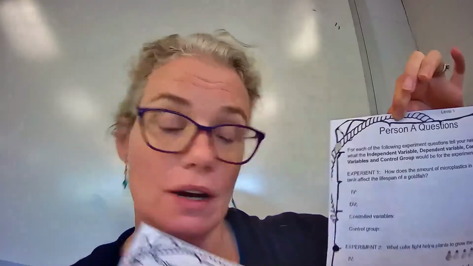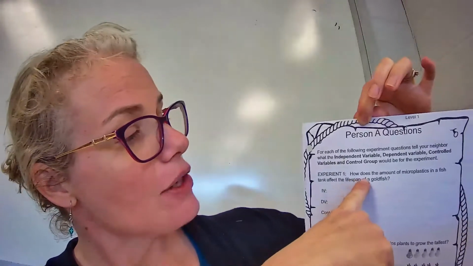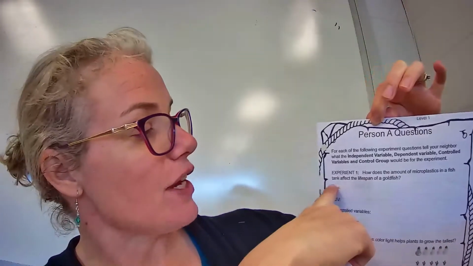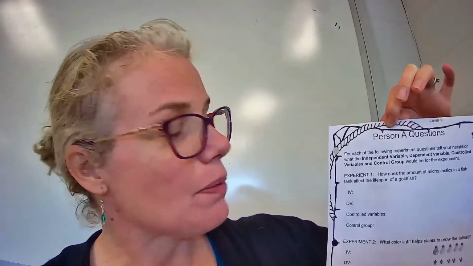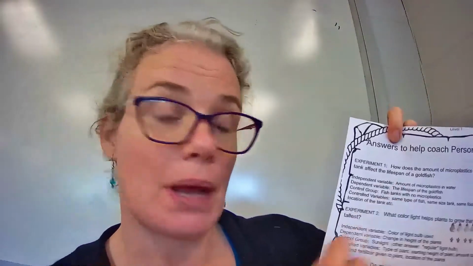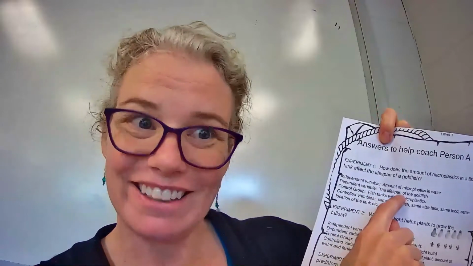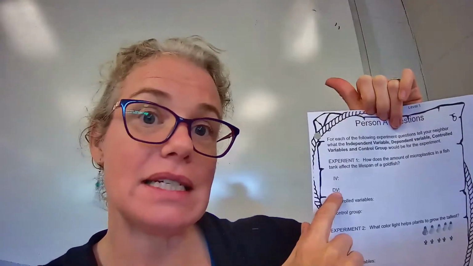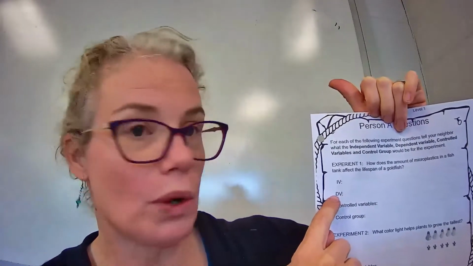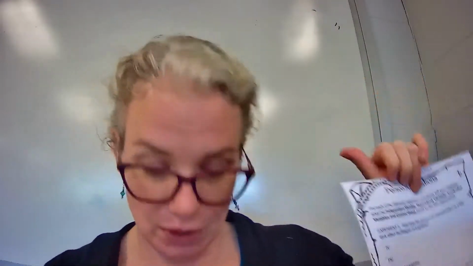So how it would start is person A is going to say, okay, how does the amount of microplastics in a fish tank affect the lifespan of a goldfish? I think it would be the amount of microplastics. Person B looks at their paper and says, you're right, good job. Then person A says, okay, well, I think the dependent variable would be goldfish.